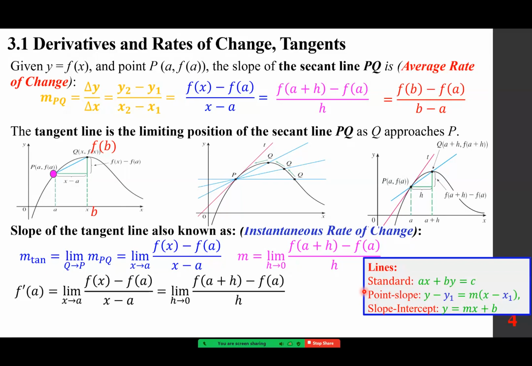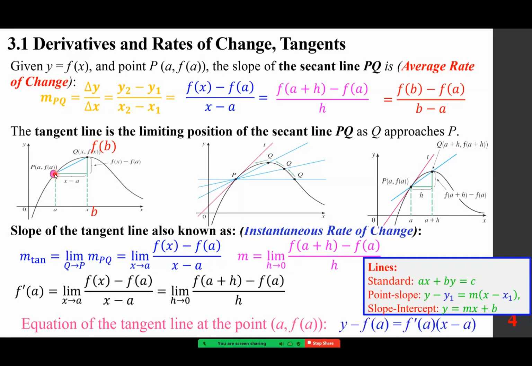Now notice, by the way, this point has coordinates a and f of a, right? So y minus f of a, or y1, equals m. You said f prime of a is m, times x minus x1. So we're going to use this point and we write it in this format.